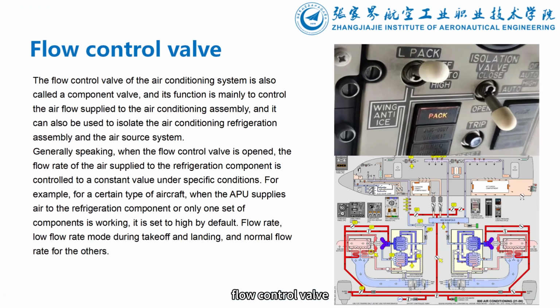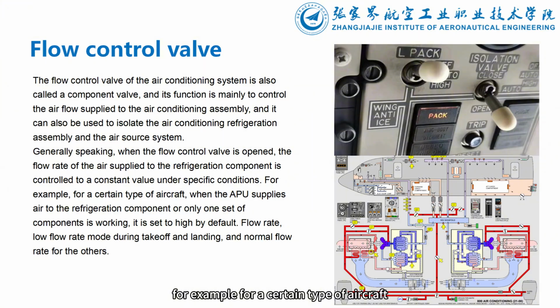Flow control valve. The flow control valve of the air conditioning system is also called a component valve. Its main function is to control the airflow supply to the air conditioning assembly, and it can also be used to isolate the air conditioning refrigeration assembly from the air source system. In general, when the flow control valve is open, the flow rate of air supply to the refrigeration assembly is controlled to a constant value under certain conditions.